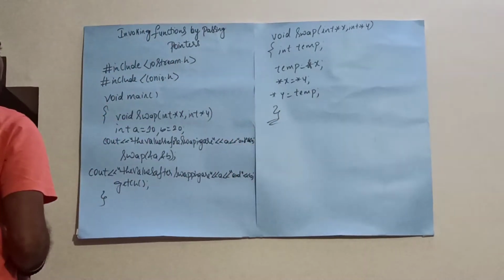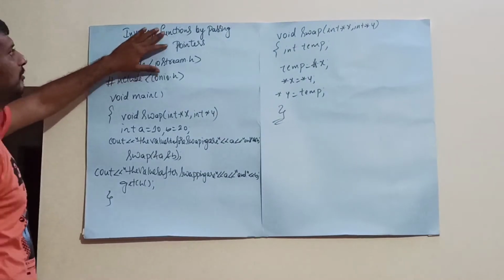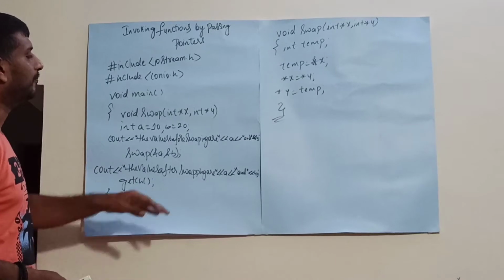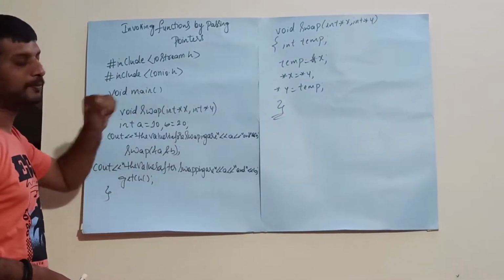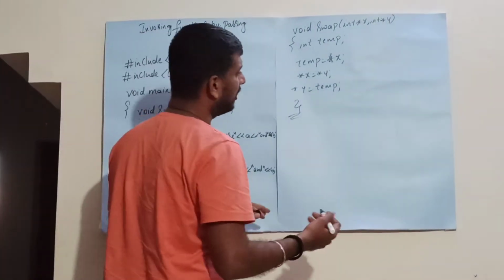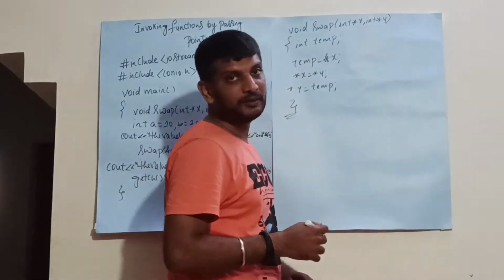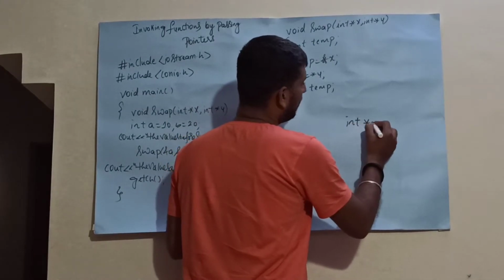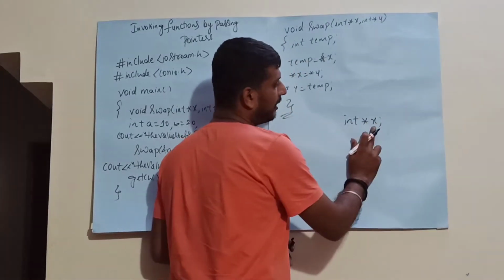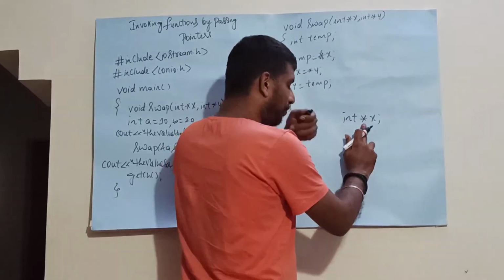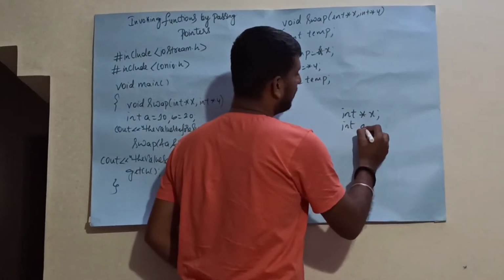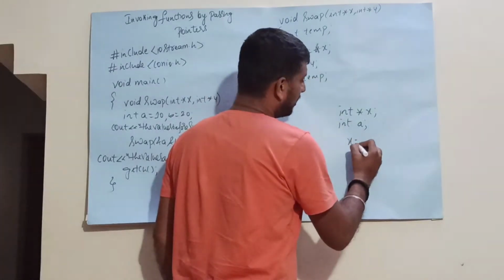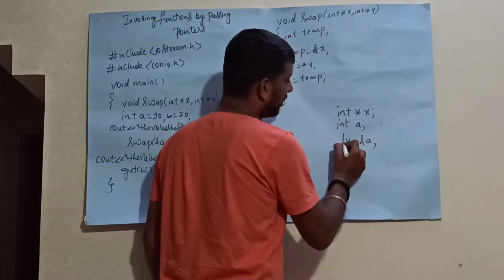So this is the program which explains the concept of invoking a function by passing the pointers. Now, before explaining this concept, you have to understand one thing. A pointer is a variable which stores the address of another variable. Suppose I declare a pointer. Let us consider int *x, where star is the pointer operator, and I declare one variable of kind integer, a. So x is a pointer, a variable which stores the address of another variable.